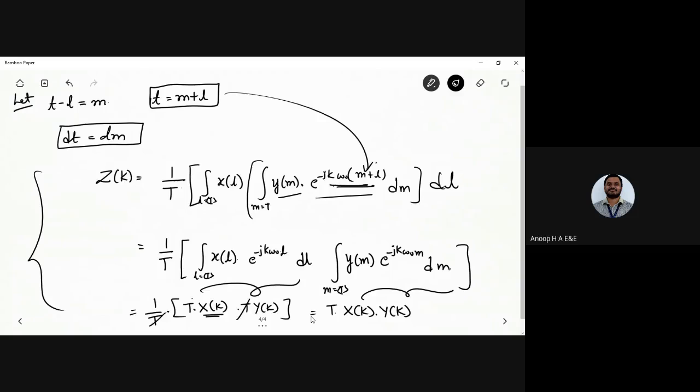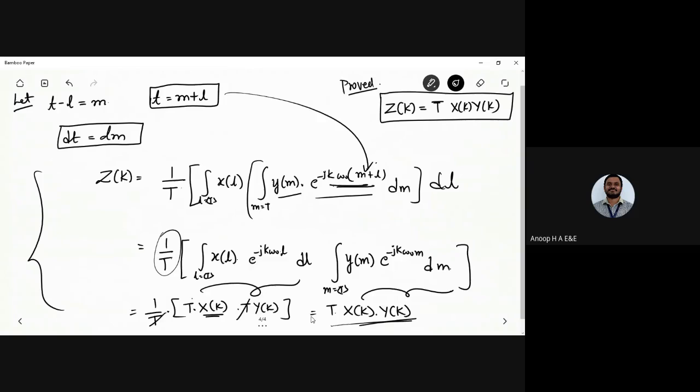So T into X of k and T into Y of k. The 1 by T, one of the T gets cancelled, that is the fundamental time period, and you are left with T into X of k into Y of k. So we have proved that z of k is equal to T into X of k into Y of k. Okay, so it is proved.